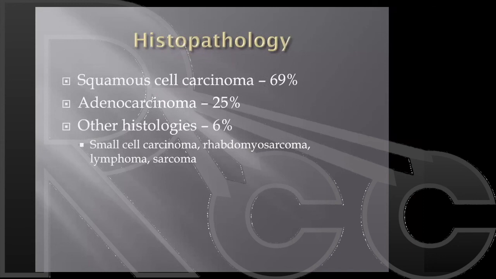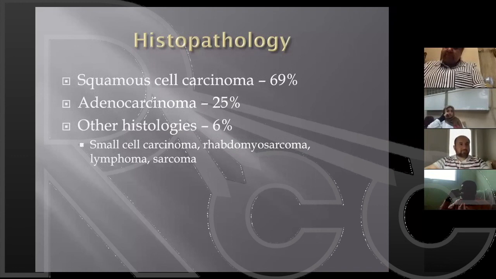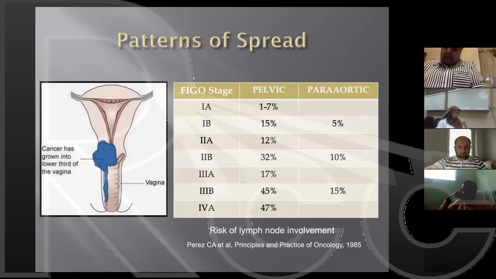Histologies in the United States are about 70% squamous cell carcinoma, 20% adenocarcinoma. I don't think that varies a lot worldwide, although you all may see somewhat more squamous cell carcinoma, and we see somewhat more adenocarcinoma here. There are also unusual histologies, such as small cell carcinoma, which are treated differently, and that's not what I'm talking about in this talk. Patterns of spread are important to understand in cervical cancer. Although the growth starts in the cervix, it can spread.